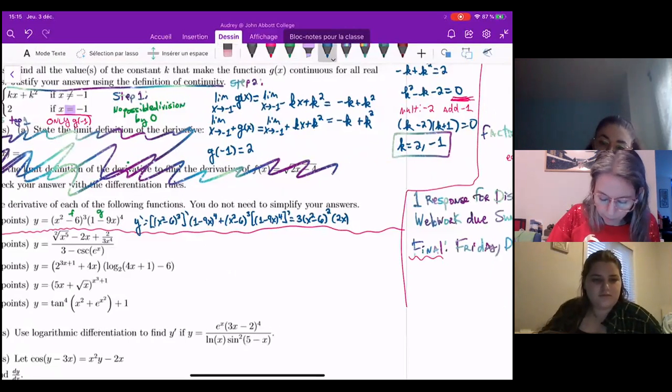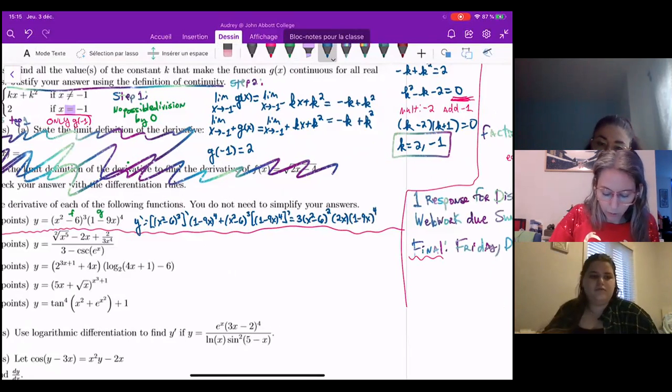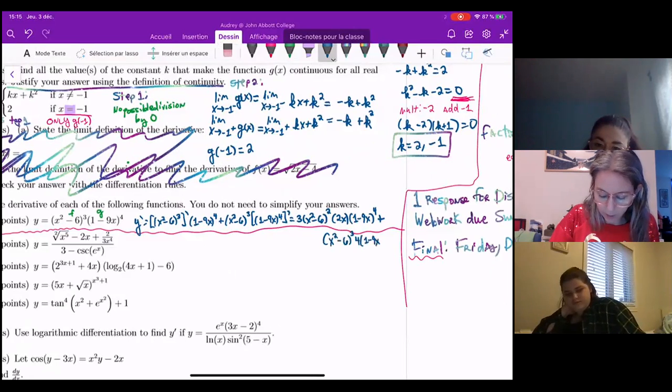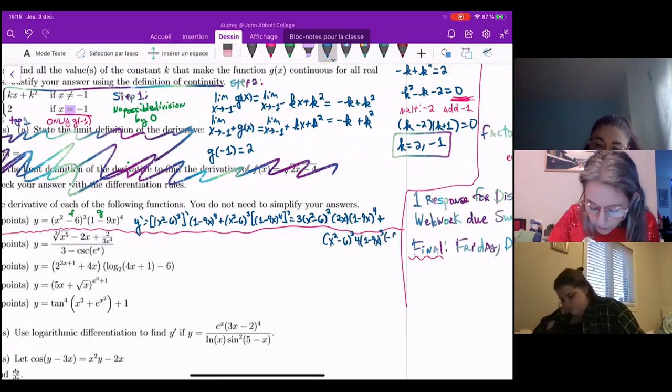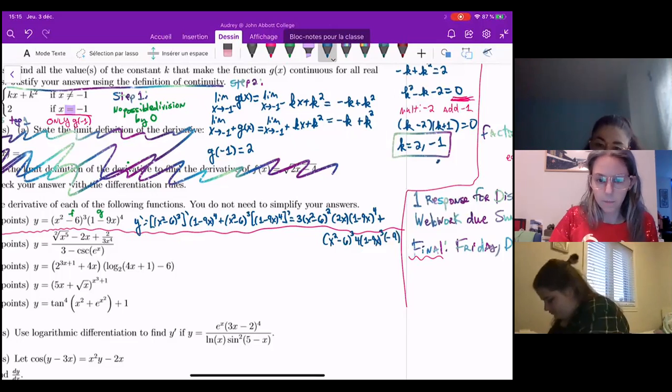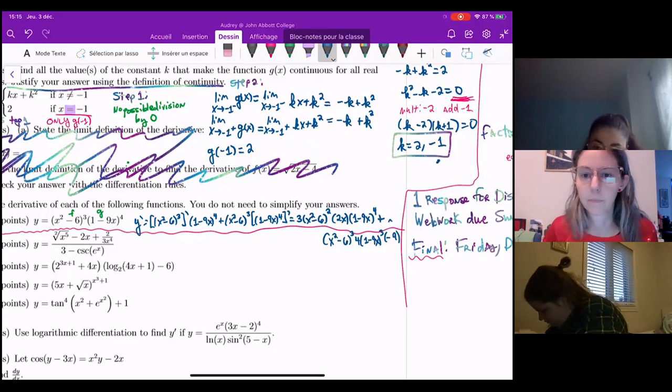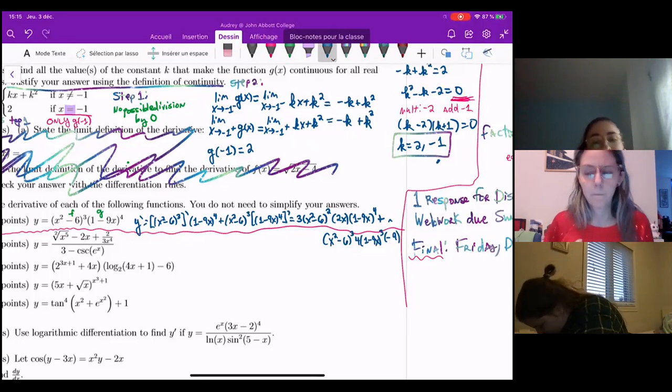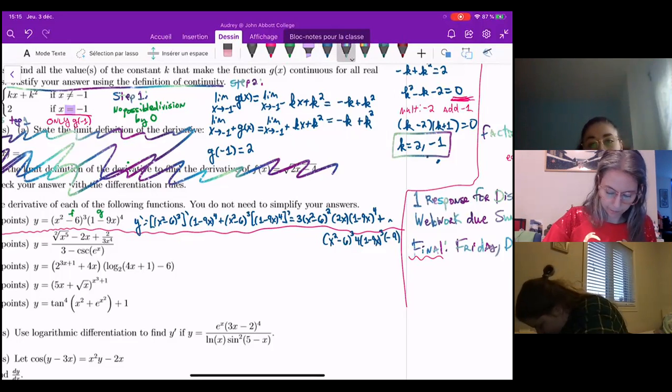And then times 1 minus 9x to the 4th, then plus x squared minus 6 cubed. I bring the 4 down, I don't touch what's inside, 9x cubed, and then I pull out the derivative of what's inside, which is negative 9. And that's my final answer.